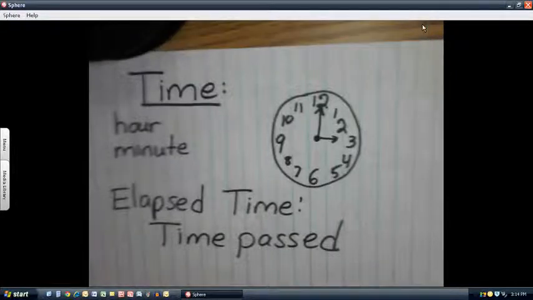One thing that we've been talking about this week was time. And last year you learned how to tell time. And this year we're going to learn how to figure out elapsed time.